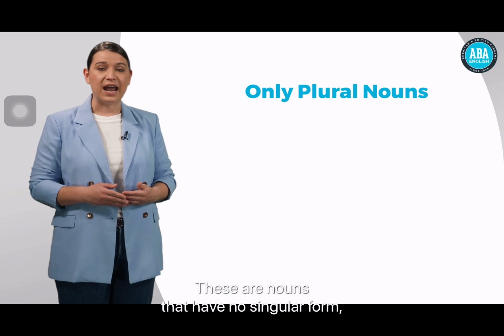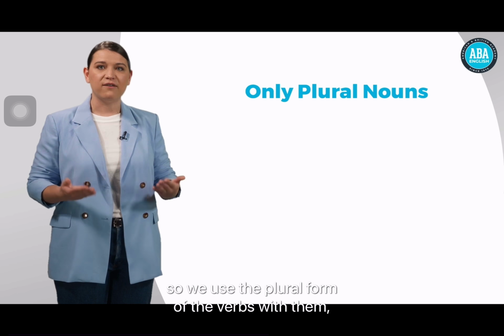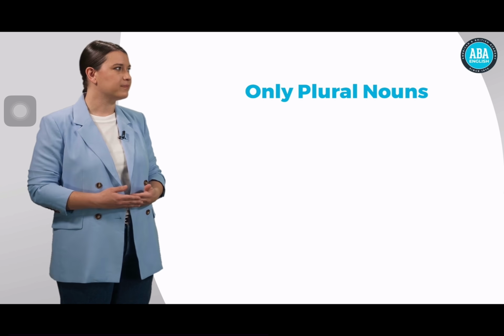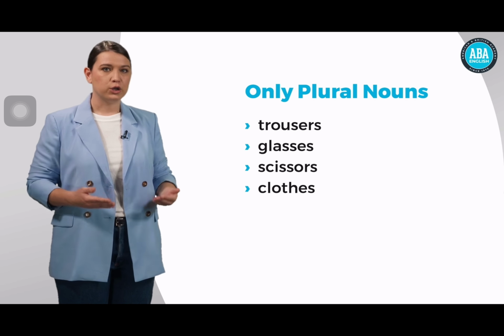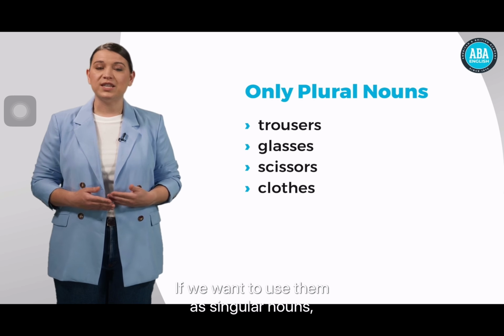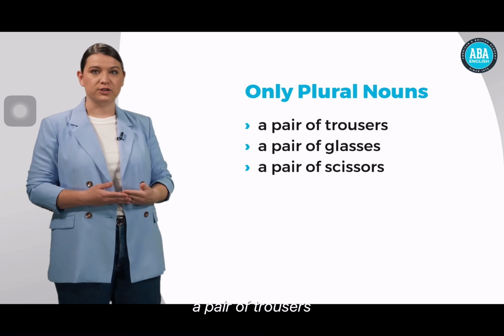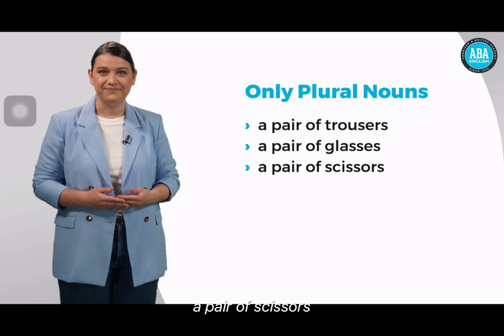These are nouns that have no singular form, so we use the plural form of the verbs with them, not the singular. Let's have a look at some. Trousers, glasses, scissors, clothes. If we want to use them as singular nouns, we can say a pair of trousers, a pair of glasses, a pair of scissors.